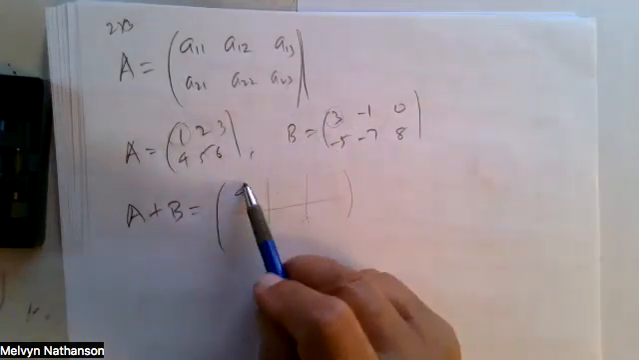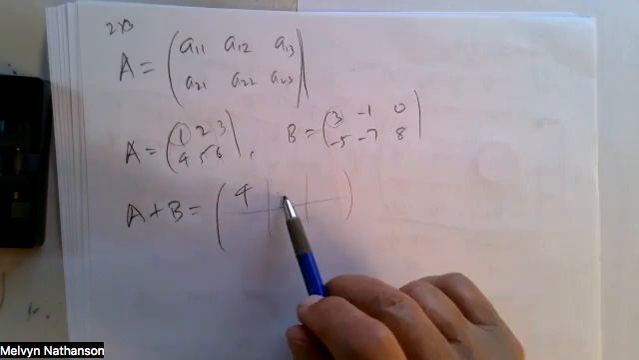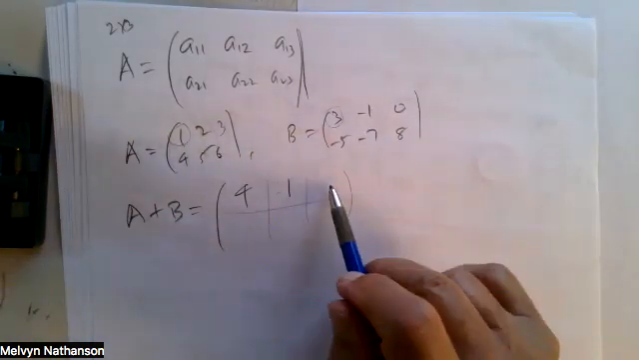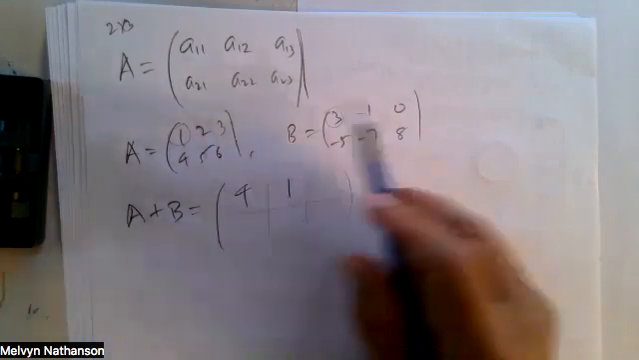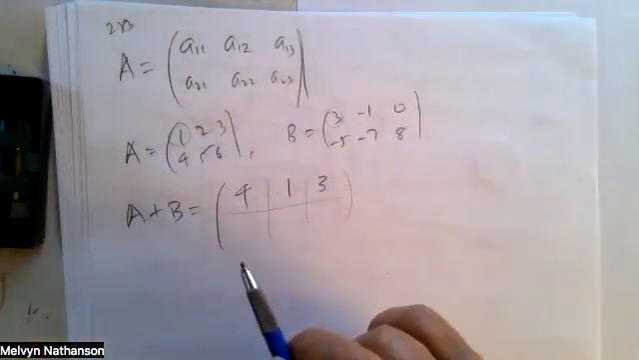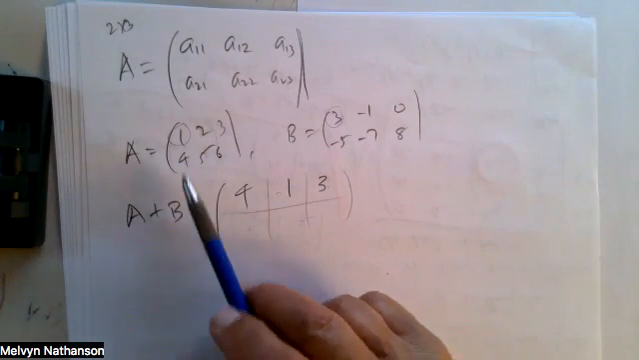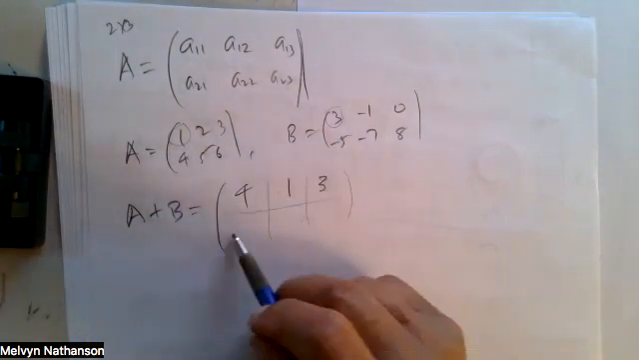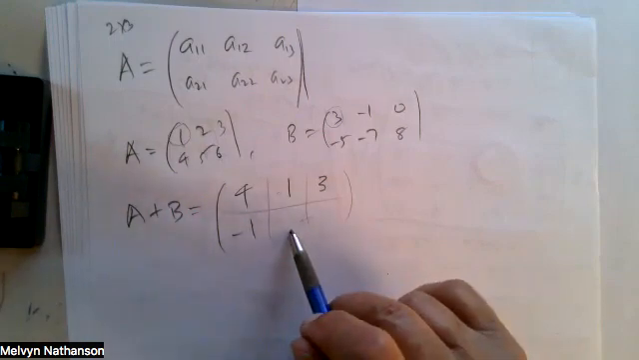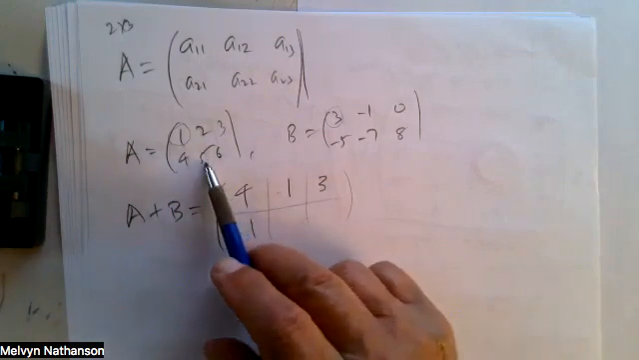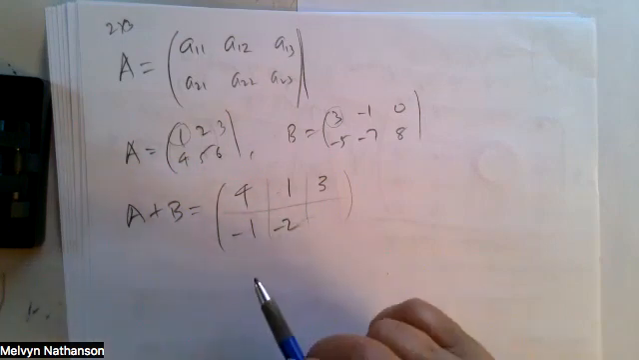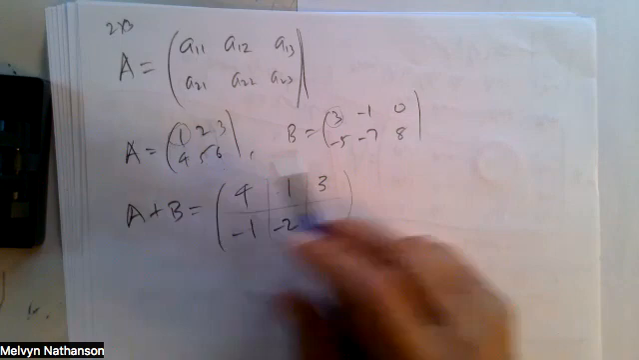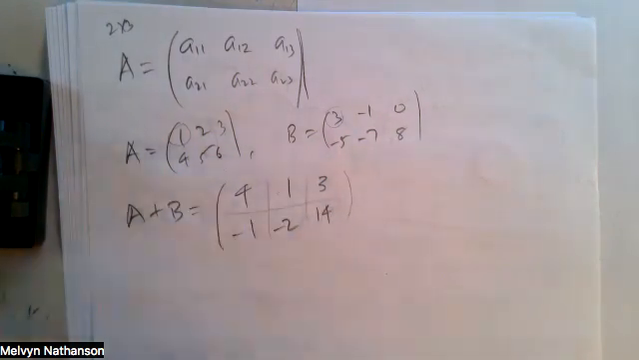1 plus 3 is 4. First row, second column, 2 plus minus 1 is 1. First row, third column, 3 plus 0 is 3. Second row, first column, 4 minus 5 is minus 1. Second row, second column, 5 plus minus 7 is minus 2. Second row, third column, 6 plus 8 is 14.